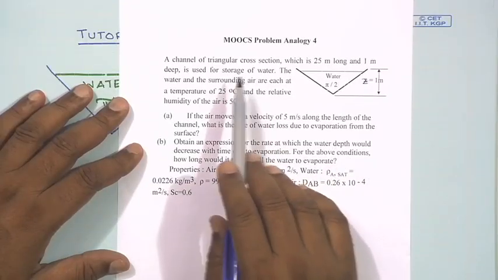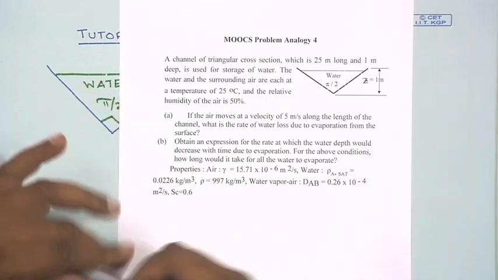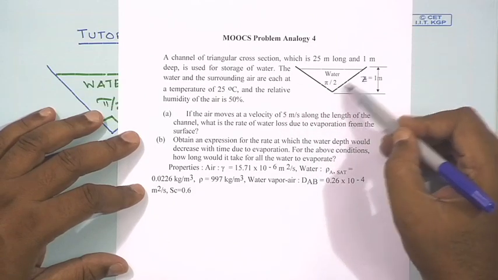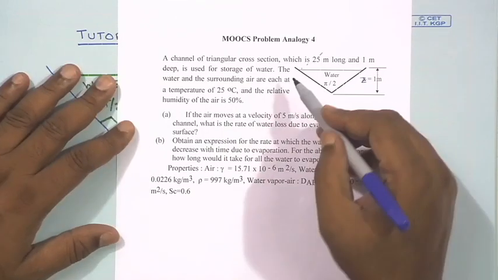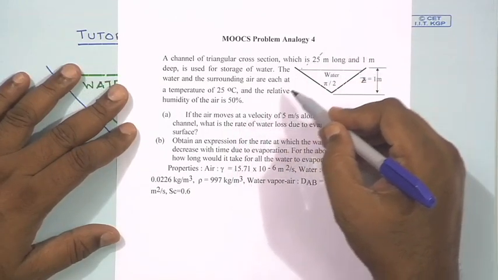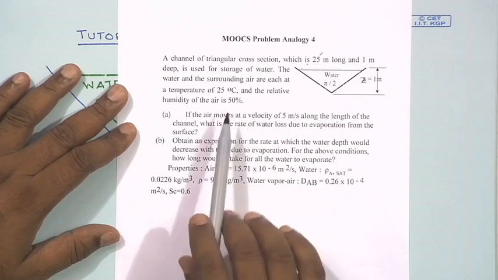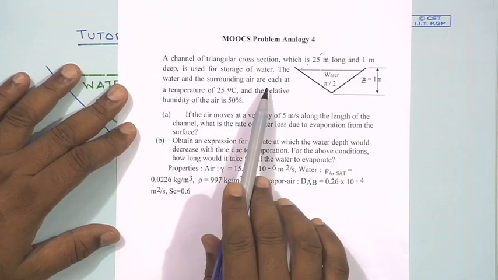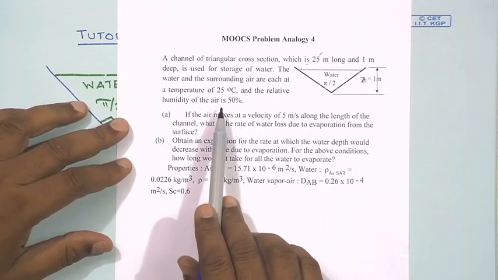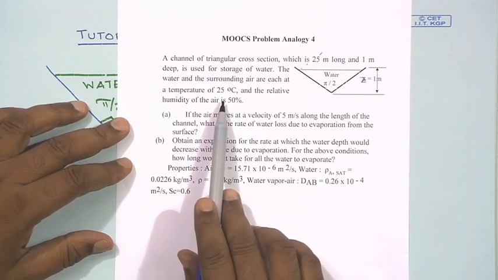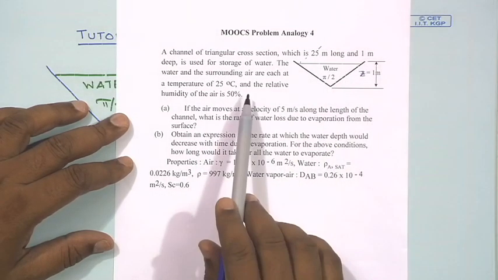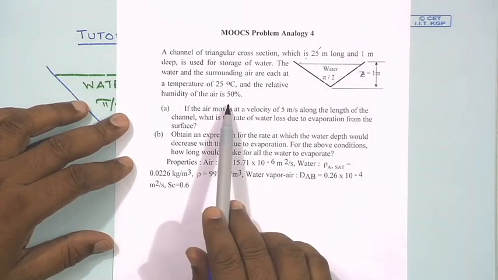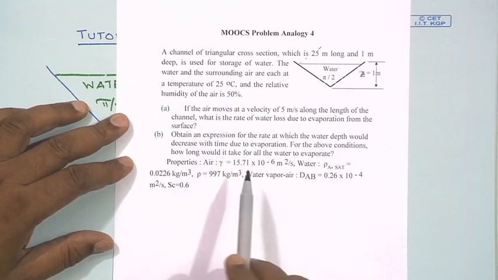The problem is, as I said, a channel of triangular cross section, and its length is in this direction. We have flow of air over the water surface. The temperature of the water and the surrounding air are at 25 degrees centigrade, so there is no heat transfer taking place except for evaporation, and the relative humidity of the air flowing over the surface of the water is 50%.